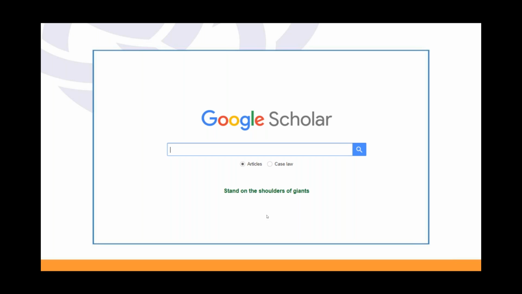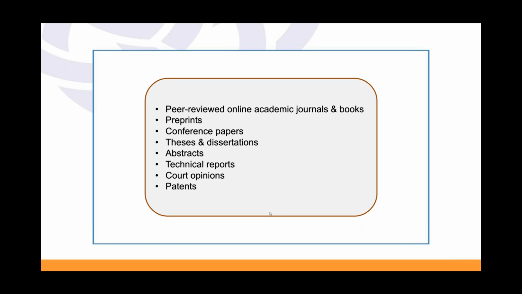Let's go to the next one. Okay, so what can you find on Google Scholar? There's a couple of things. You can find peer-reviewed online academic journals and books. There are preprints, conference papers, theses and dissertations. A lot of times you will run into abstracts, so it's not going to give you that full article. There are technical reports, some court opinions, and patents.